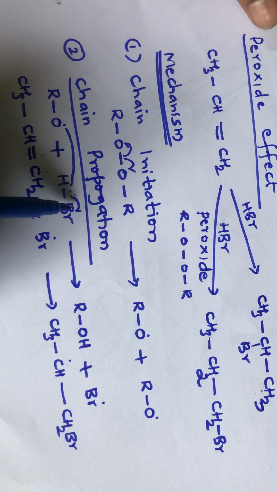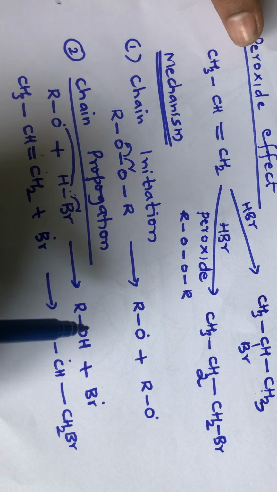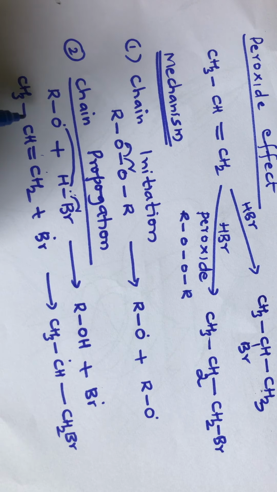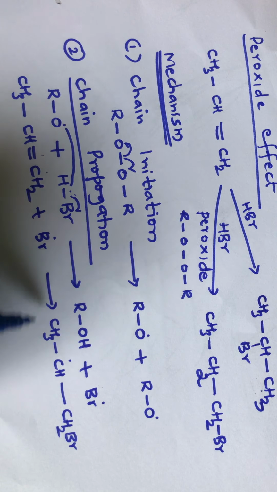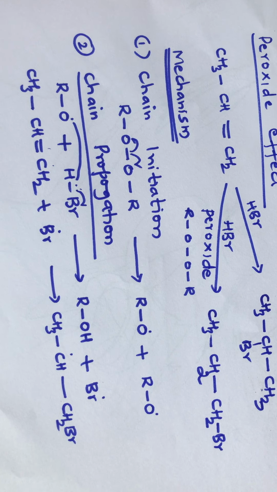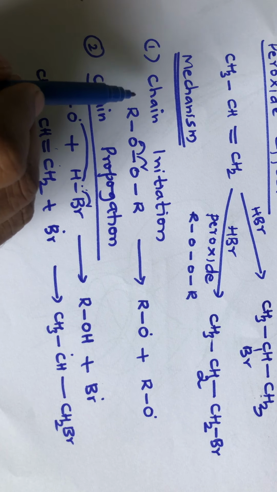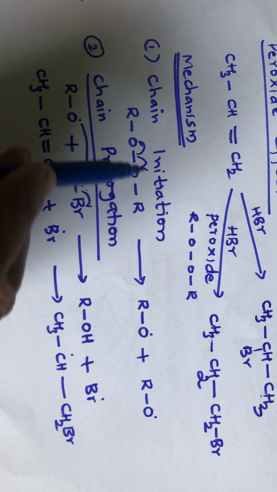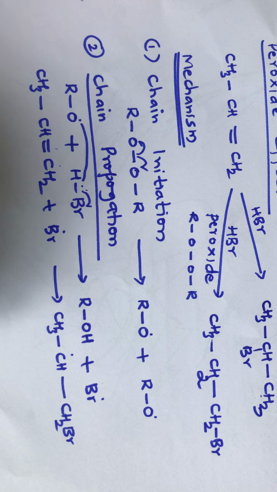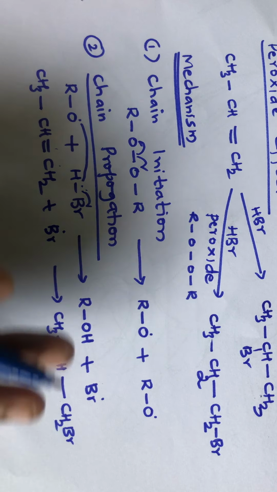A free radical, neutral molecule. So this free radical will form a neutral molecule and a new free radical is generated. So this free radical will combine with a neutral molecule to form another free radical. So this is called the chain propagation step. So what is chain initiation? In chain initiation, a neutral molecule will form a free radical. In chain propagation, a free radical will form another free radical. This is how the chain propagates.